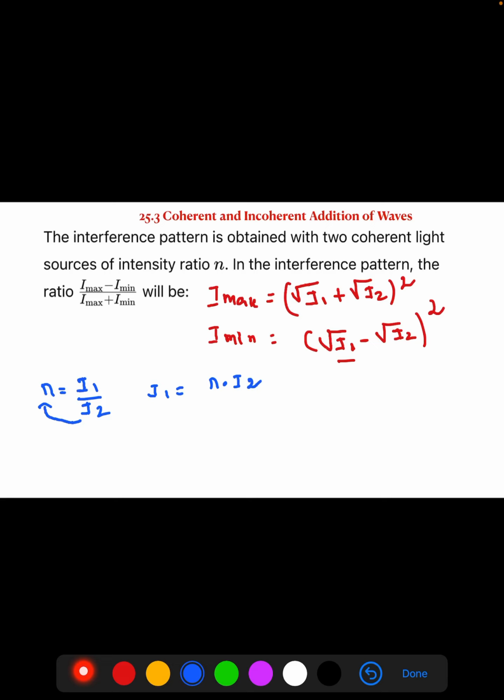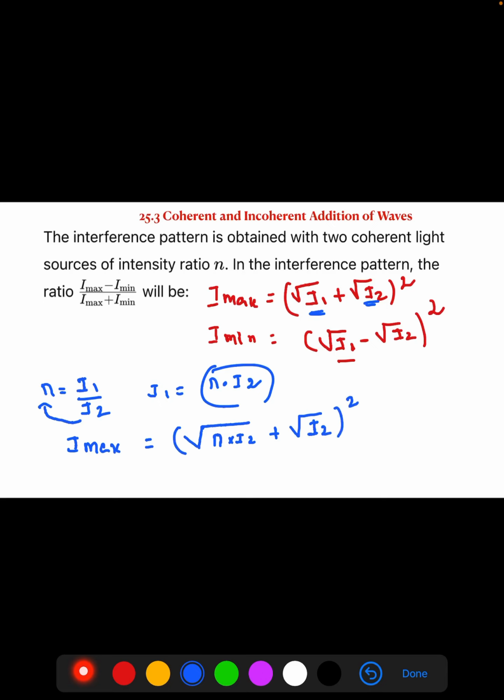Now I am going to find I maximum. For I maximum, instead of I1, I can write n into I2. In the square, I am going to write n into I2. Instead of I2, I am going to write I2 itself. So the common thing between both is I2.